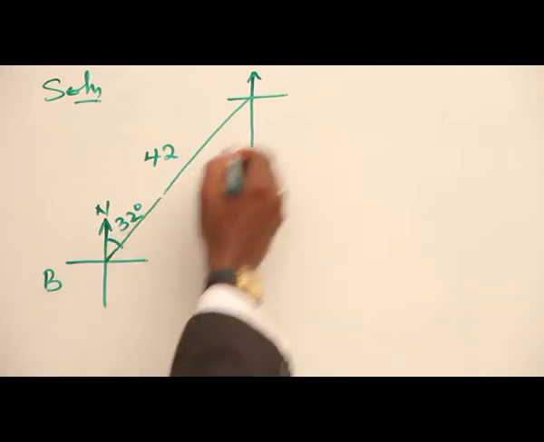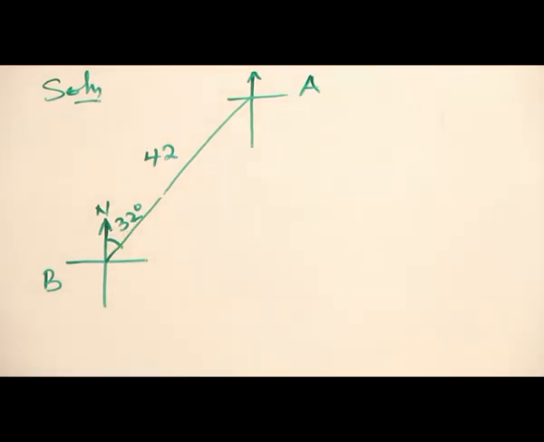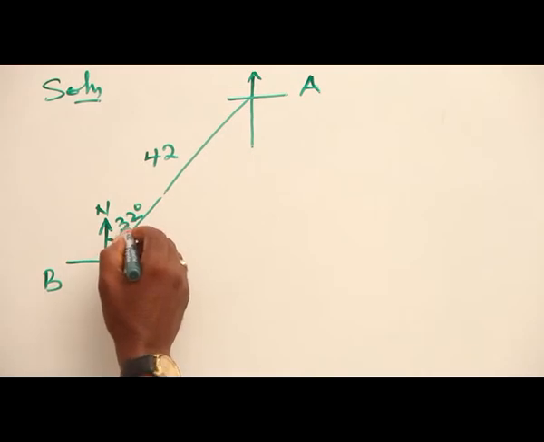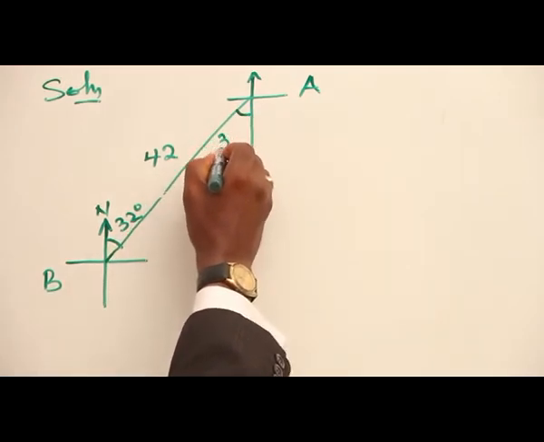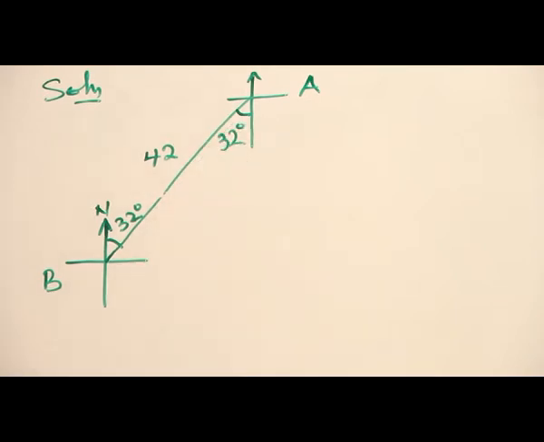And by virtue of this, to the point A, this angle 32 and this angle there is the same, alternate angle, so we write 32 here. At each step, you try to put down the information that will enable you to solve the problem at the end.